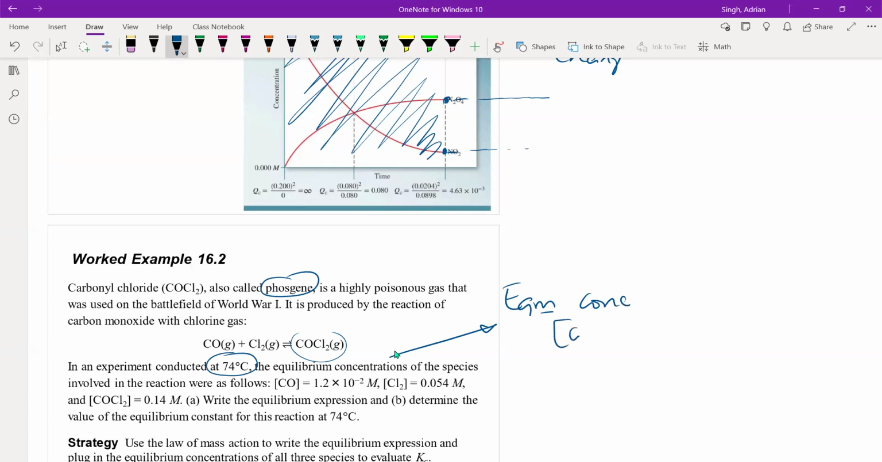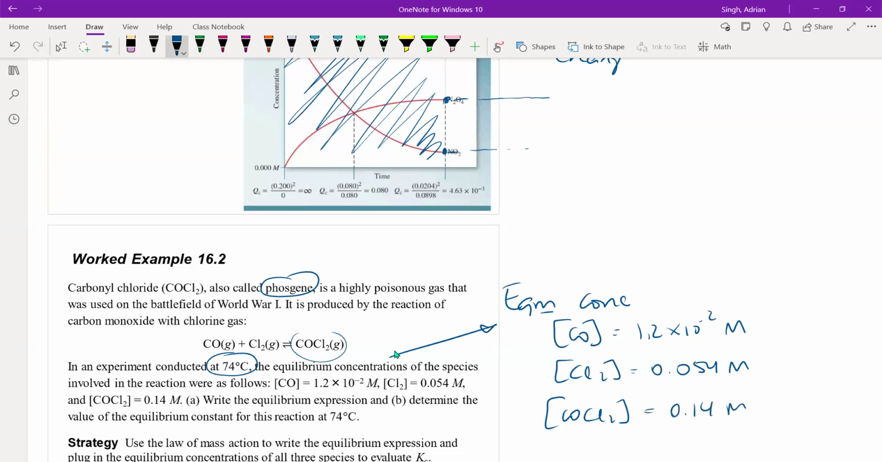We have CO, carbon monoxide, is 1.2 times 10 to the negative 2 molar. We're given the concentration of chlorine gas as 0.054 molar. And then the COCl2, the phosgene concentration, is 0.14 molar. We need to write the equilibrium expression and determine the value of the equilibrium constant at 74 degrees.